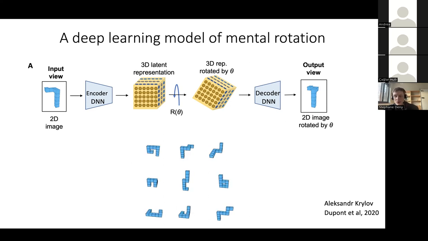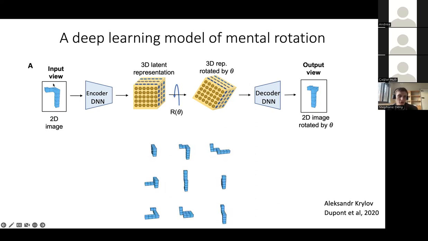And for this, we started with a student of the lab who has left since then, Alexander Krylov, who proposed a model. This model was actually inspired by Dupont et al. And it goes as follows. So we think of the mental rotation process as taking place in a latent representation of an autoencoder. So here's the setup. We have an autoencoder whose goal is to take as an input a view of a Metzler shape and encode it. And here the decoder is supposed to produce the same shape, but seen from another angle.